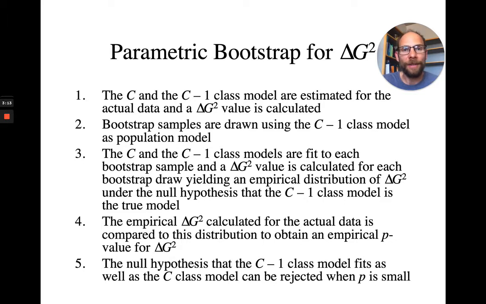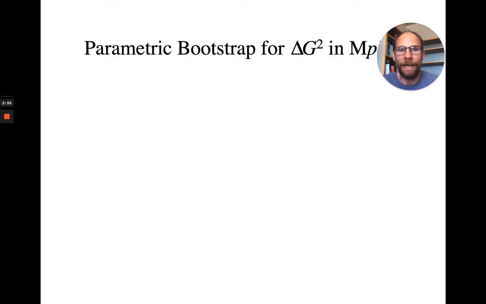The null hypothesis that the C-1 class model fits as well as the C-class model can be rejected when the p-value is small. So when you get a very small p-value, you would reject your 2-class model in favor of the 3-class model and say we need at least 3 classes to explain these data. So what does this look like in Mplus?